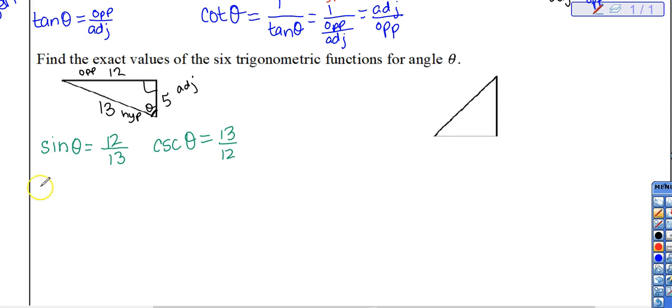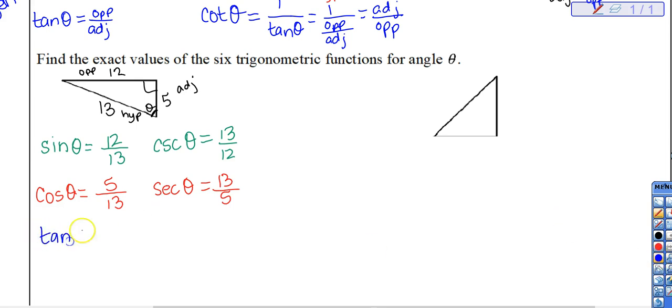Switching to red, and we're going to go to cosine of theta. All right, cosine of theta. Jordan, so what are my values? Beautiful. All right, everybody together, what's the reciprocal function of cosine? Secant. Beautiful. Secant of theta is 13/5. I like it.